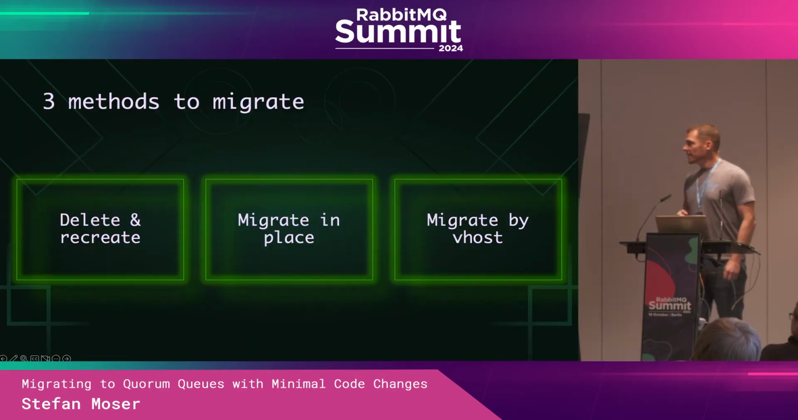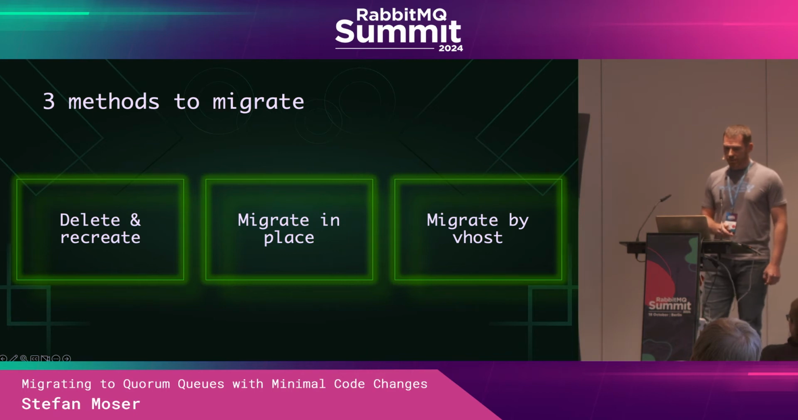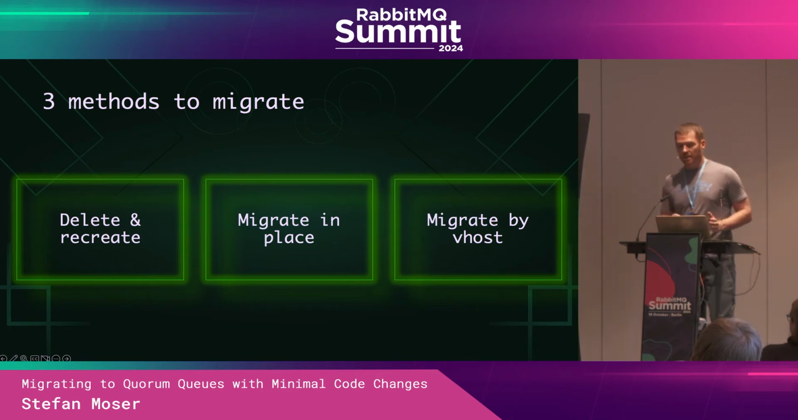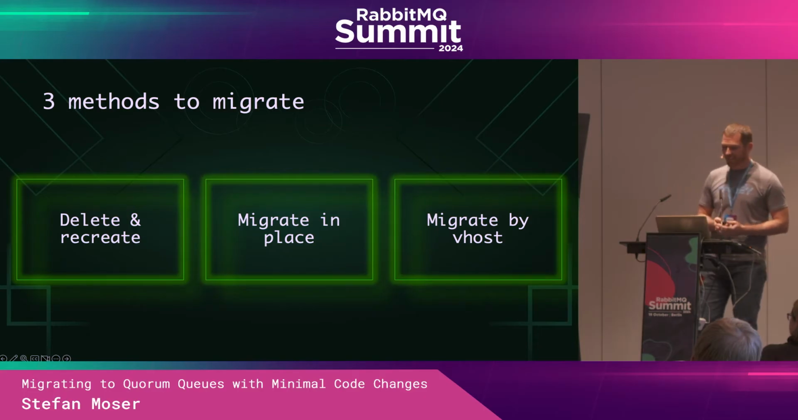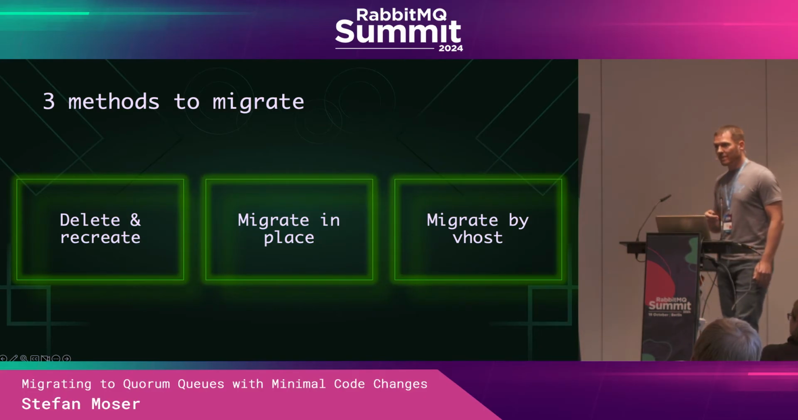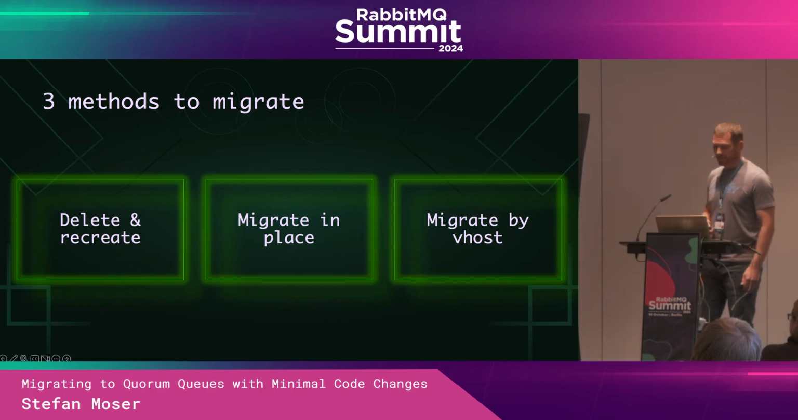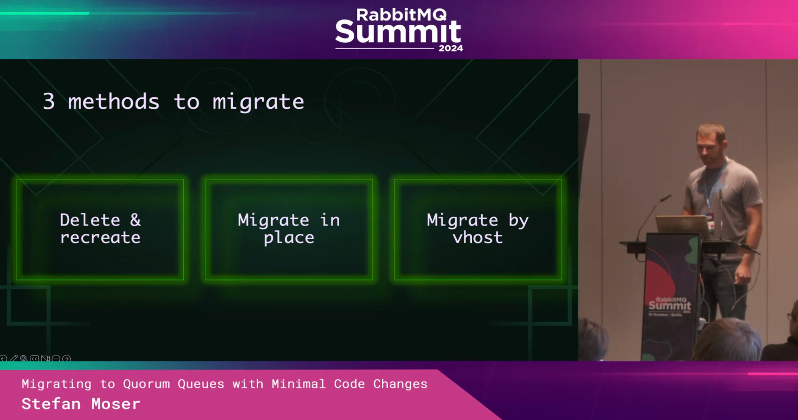So let's go through the three ways that you can migrate. These are going to go in, I guess, ascending order of complexity. The simplest one, the easiest one to do, is simply to delete and recreate your queues. Yes, it's actually a valid method of migration. Then we can go through migrate in place, and the final one that we'll look at is migrate by vhost.